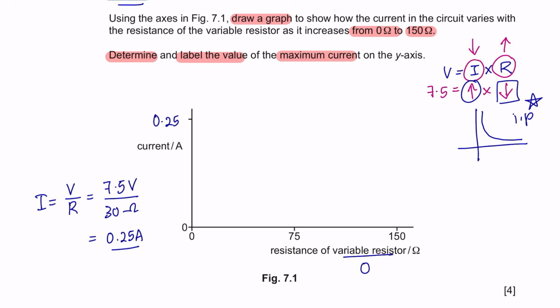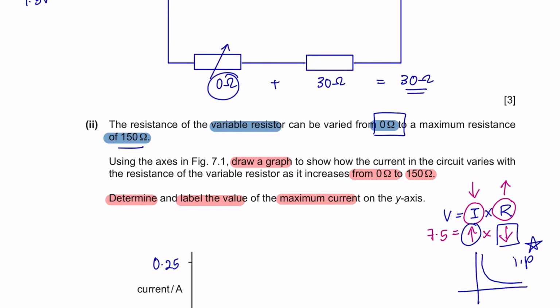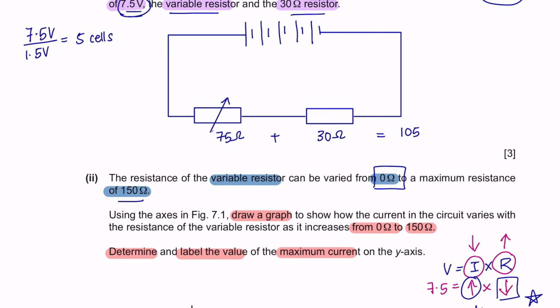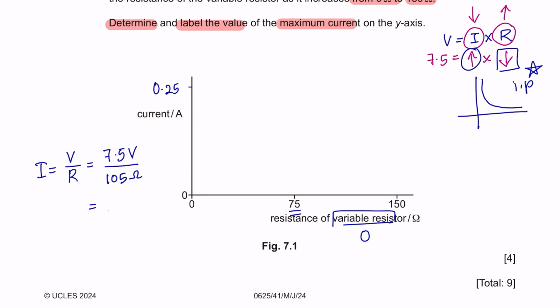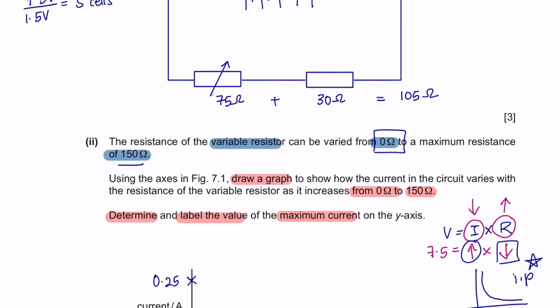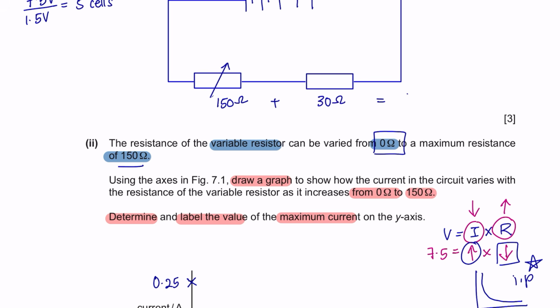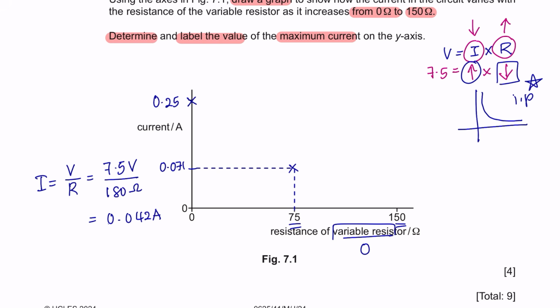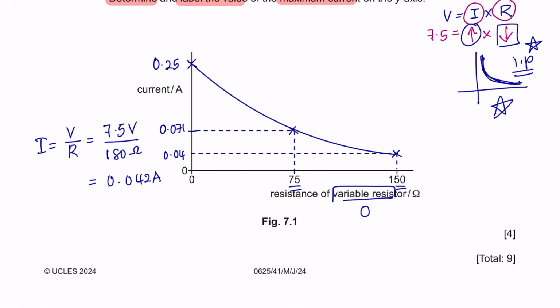Now let's see when the variable resistor is at 75 ohms. Then the total resistance of the circuit would be 105 ohms, giving you a current of 0.071 amperes. Half of the axis will be 0.125 and 0.071 should be somewhere around here. And when the variable resistance is at its maximum of 150 ohms, then the total resistance of this circuit is 180 ohms, with the value of current at 0.042 amperes, somewhere around this point. So as you can see, it fits the pattern of an inversely proportional graph that looks like this.